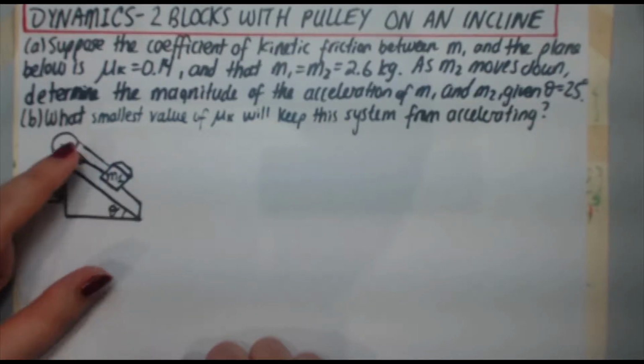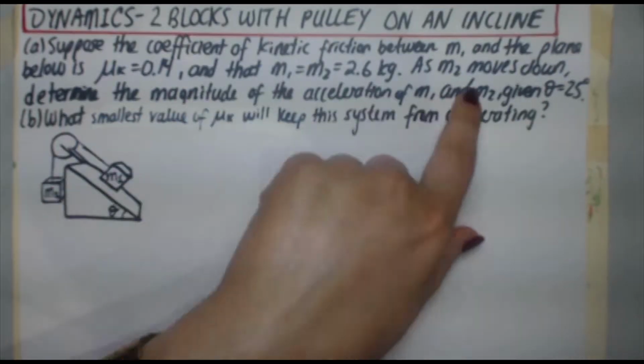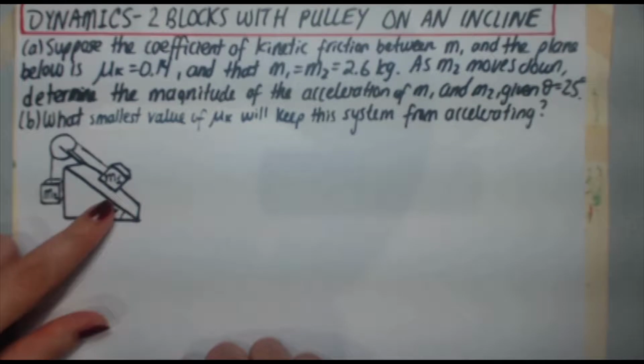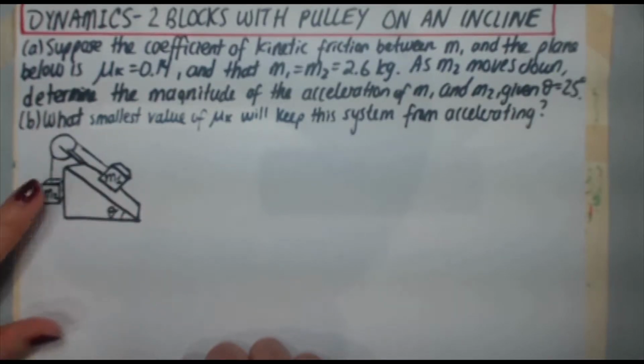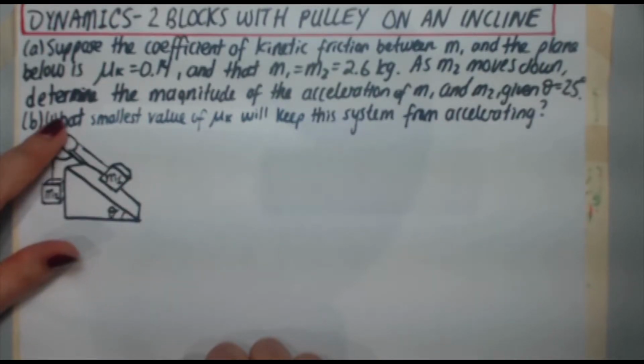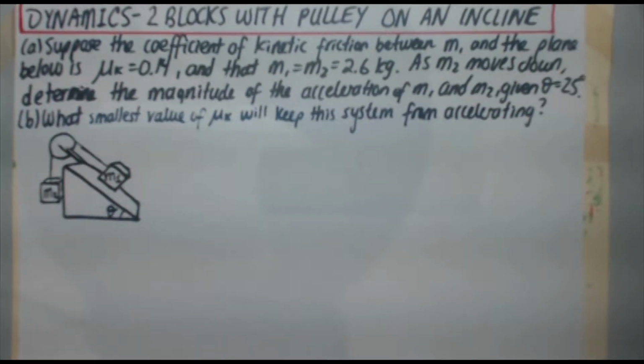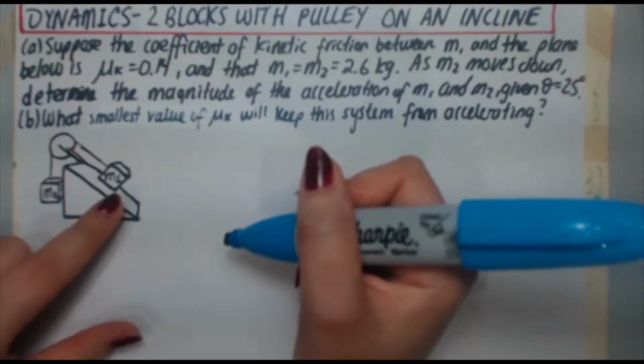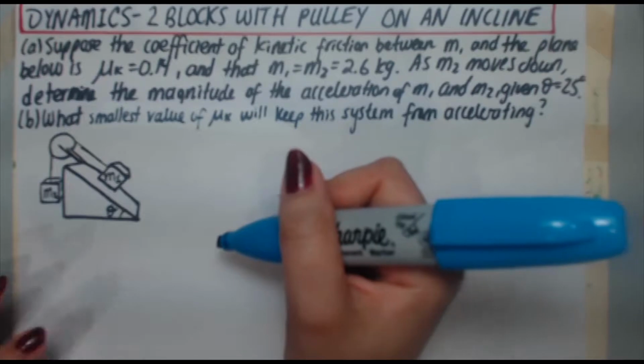However, in this question, it tells us that M2 is moving down. If M2 goes down and M1 and M2 are connected with the same string, M1 is going up the ramp, in which case I want to define positive to be up the ramp. And another thing to remember is that because we're dealing with these new types of problems on an incline, we want to define a new coordinate system.